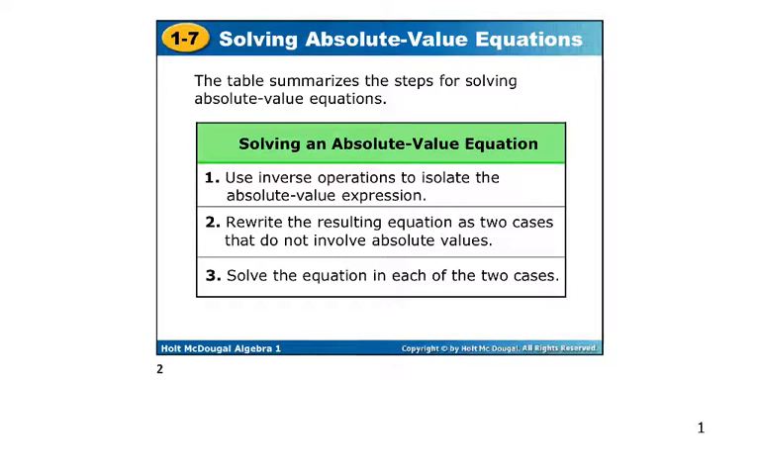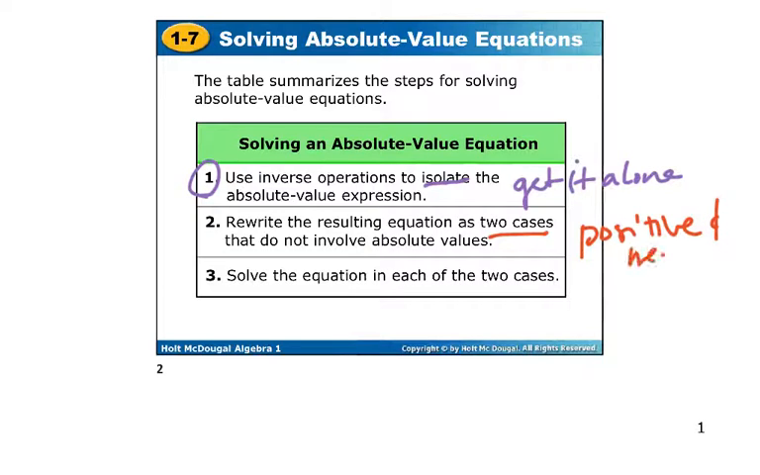This table summarizes the steps for solving absolute value equations, with step 1 being use inverse operations to isolate the absolute value, so we want to get it alone. Once we get it alone, then we're going to rewrite the resulting equations as two cases. So remember that you're going to have case 1 where it's positive and one that's negative. And then after you have that rewritten, we would solve the cases using SADMAP, or the order of operations backwards.